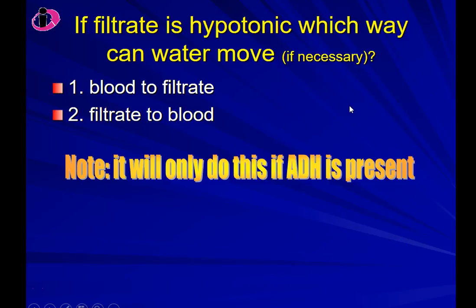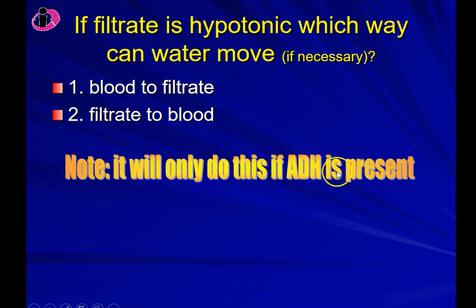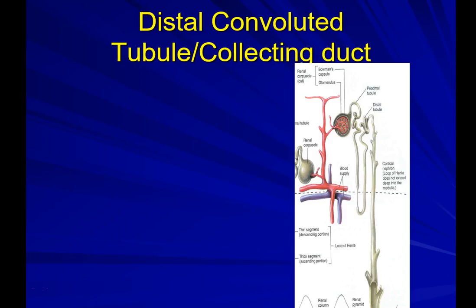Okay, so if the filtrate is hypotonic, which way can water move? If we needed to, we can move water back from the filtrate into the blood if the water in the blood is low. And that will be controlled by a hormone, ADH, which we'll talk about in the next video.